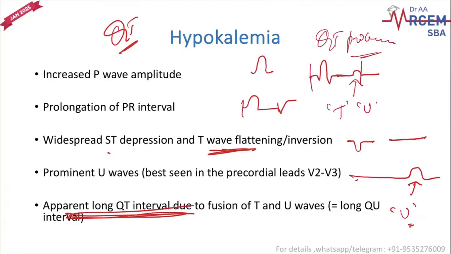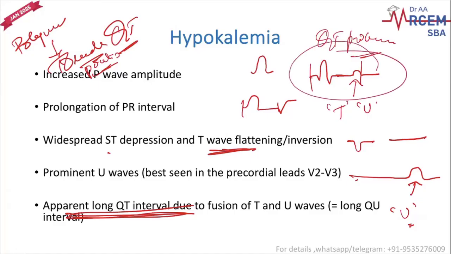So unlikely this patient is predisposed to torsades, which is nothing but polymorphic ventricular tachycardia. Remember that polymorphic ventricular tachycardia is also known as torsades. Both mean one and the same, which I forgot to mention there. Polymorphic ventricular tachycardia means the same, that is torsades. QT prolongation is a pseudo QT prolongation or an apparent long QT interval that you'll be seeing in hypokalemia.